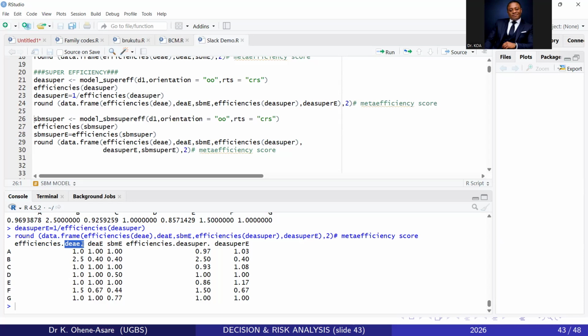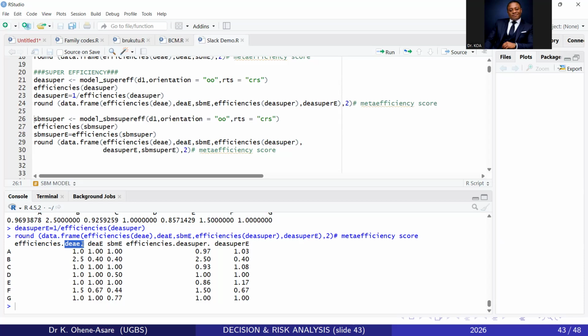They were efficient. They had an efficiency score of 1, yes. That is the most important thing you want to take note of. If the firm is already inefficient, it is not touched by the super efficiency model. The super efficiency model touches only those that are efficient. But of course, not all those that are efficient will be discriminated against.